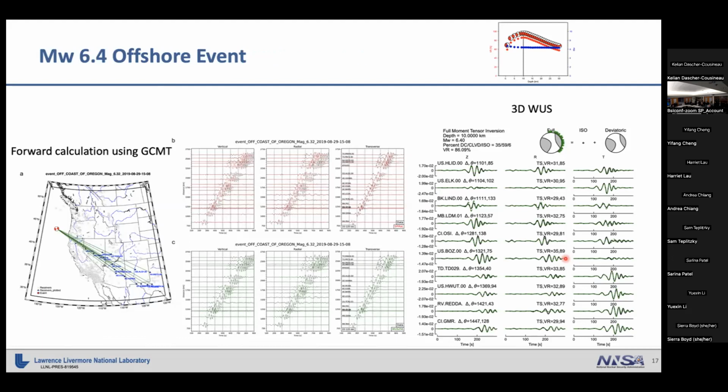So I want to backtrack a little bit. On the left-hand side is a figure from the paper where we do calculations using GCMT. You can see this is the event, and these are the paths to these receivers, and you can see off the coast. On the top part here is the SPiRaL model, which we use as our starting model. This is just based on travel time.